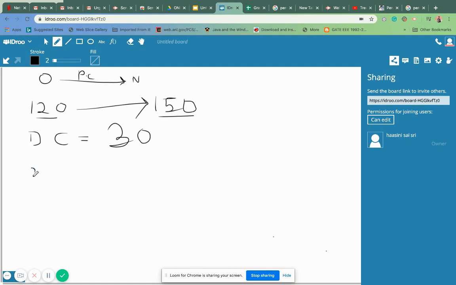Now, the second step is to find the percentage change. We just learned, remember how I told you that you should note down that particular equation where I wrote percentage change is equal to the change upon the original. Now look at this particular question. The change is 30. So the original is 120.